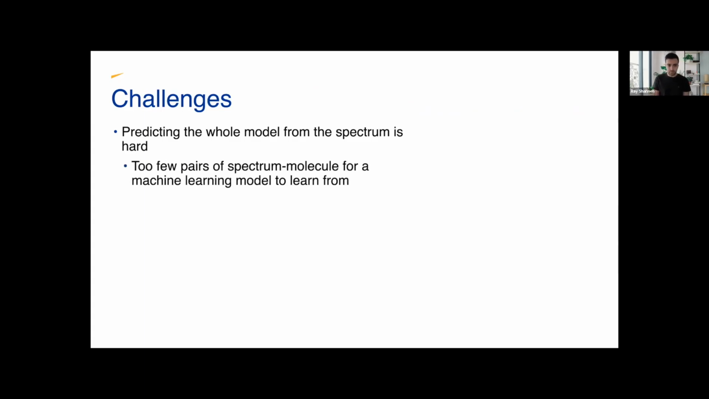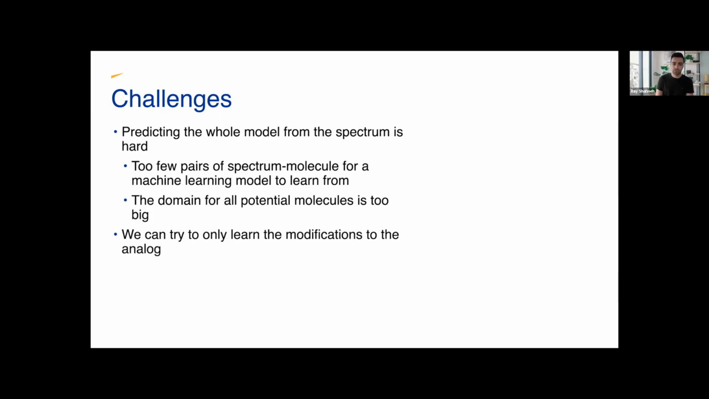And also, we don't have enough pairs of spectrum and molecule to train a machine learning model that helps us do this. One other thing that we can notice is that the domain for the potential molecule is too big. So it's not just a simple mapping that we need to train because the total number of molecules is too big. And unfortunately, we don't have enough spectrums and their pairs of molecules to train the model.